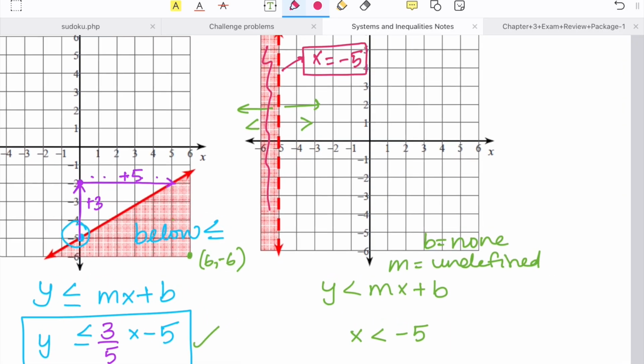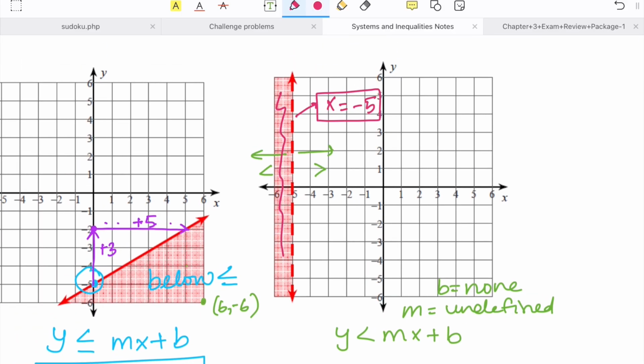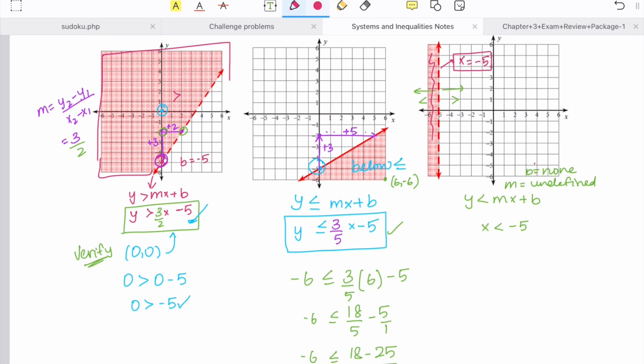So what happened to the y value? It doesn't exist anymore. If you had a line like y is equal to negative 3, and it's shaded below, you'll say it's less than. So that's another type of question. Because when you have straight lines, it's just x and y equal to, right?